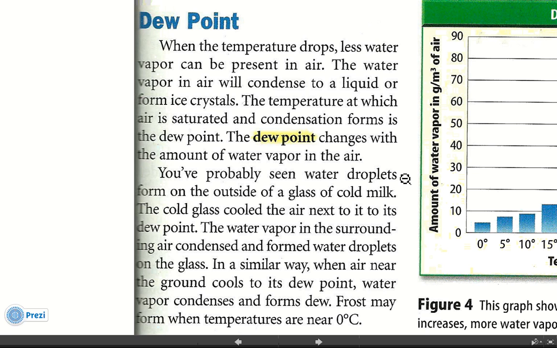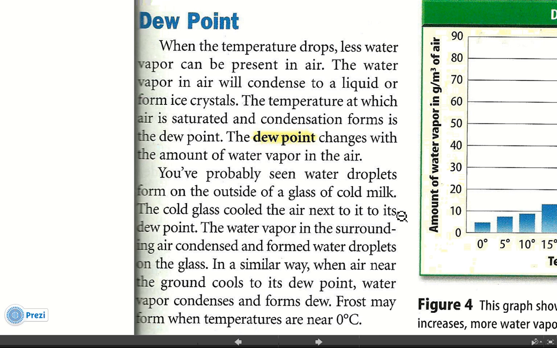You've probably seen water droplets form on the outside of a glass of cold milk. The cool of the air next to the cold glass is its dew point. The water vapor in the surrounding air condensed and formed water droplets on the glass. In a similar way, when air near the ground cools to its dew point, water vapor condenses and forms dew. Frost may form when temperatures are near 0 degrees. We have a definition, and we'll write down that definition and come to a little summary.